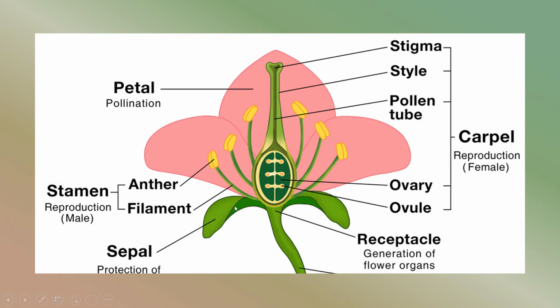And this one is the sepal. Okay? Sepal, the outermost part of a flower, helps protect the inside. Okay, this sepal is protecting the inside, protecting the petals of a flower or the ovary of a flower.